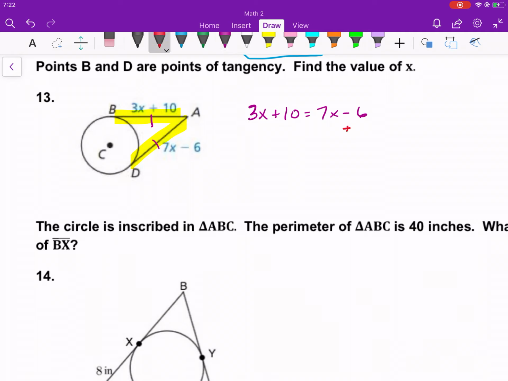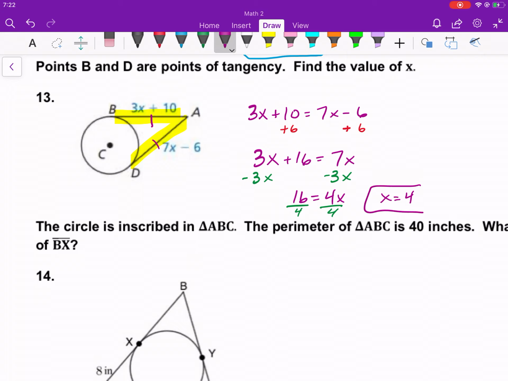And then just solve, because we're looking for x. So I'll add 6. So I got 3x plus 16 equals 7x. Then I'll subtract 3x. So 16 equals 4x. And then divide by 4. And you get x is equal to positive 4. Done. Super fun.